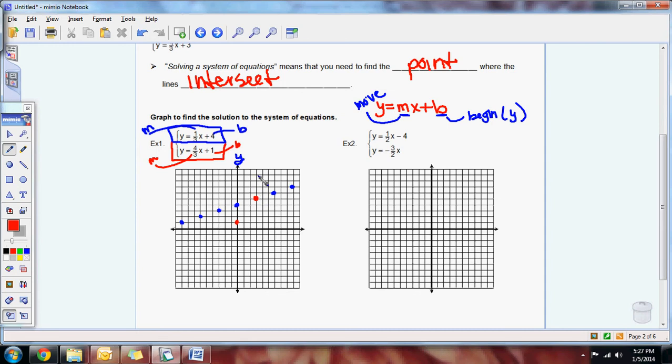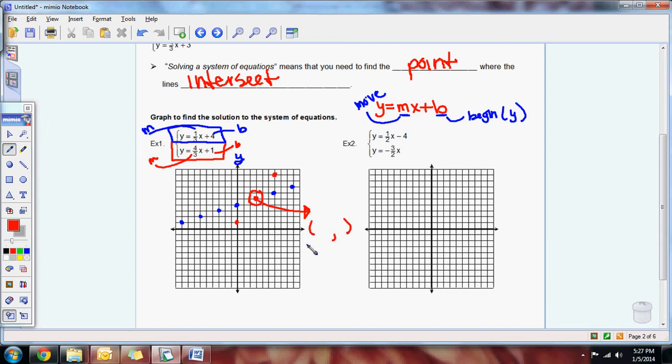1, 2, 3, 4, 2, 3. So my second line is going to intersect with my first line at this point. So what you've done is you've solved this system of equations by graphing, by finding this point. Okay, you are not finished with the problem until you write that ordered pair.